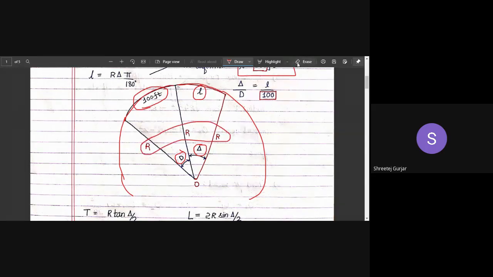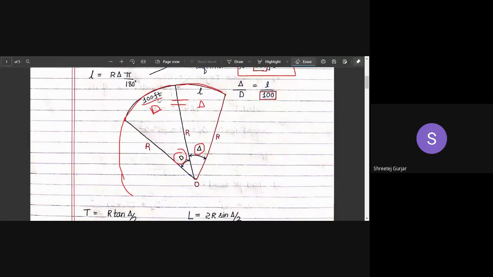Using this property, what can we say? 100 by D is equal to small l by delta. That is what we have done over here. Delta has gone to the other side, and 100 has come to this side. So you can see this is how you can derive this particular formula.